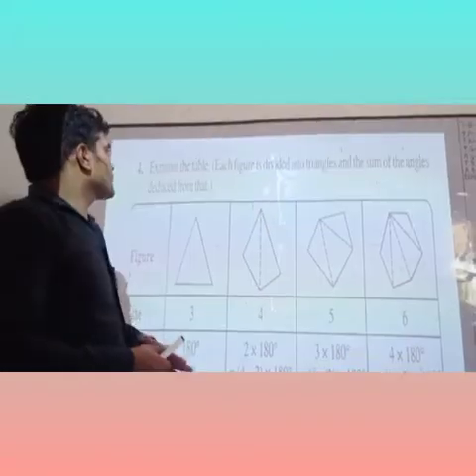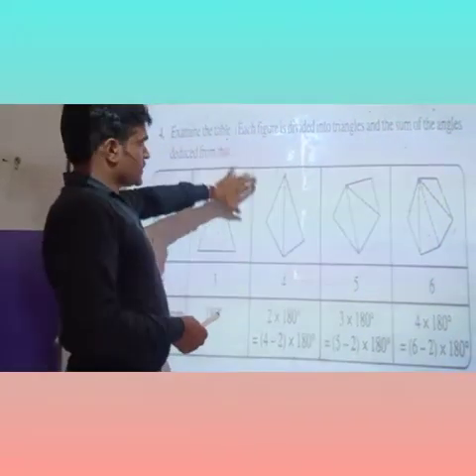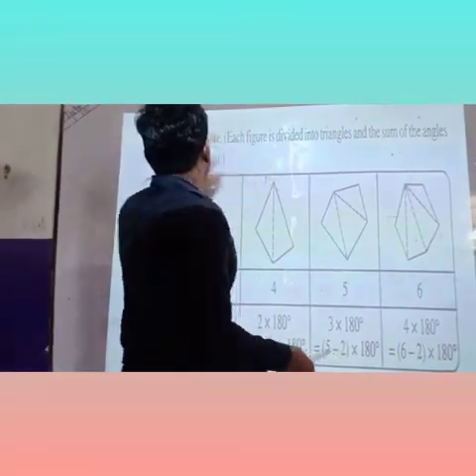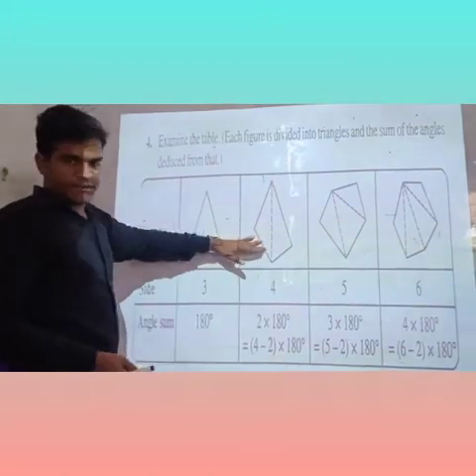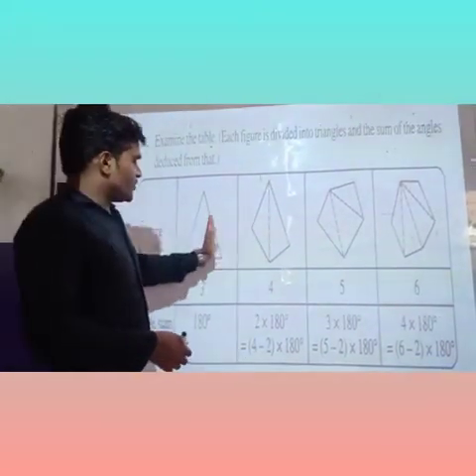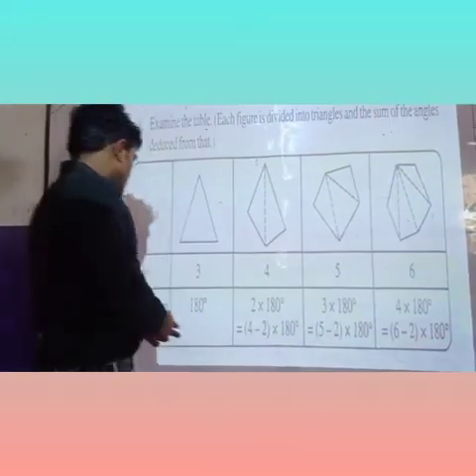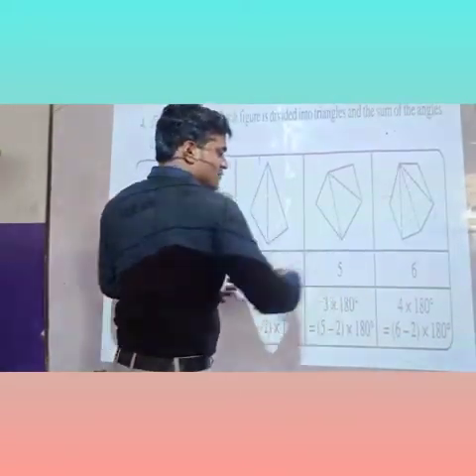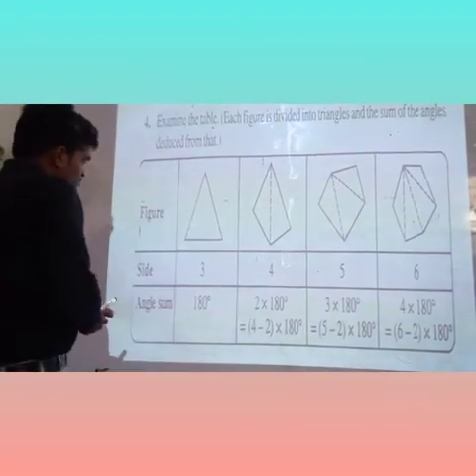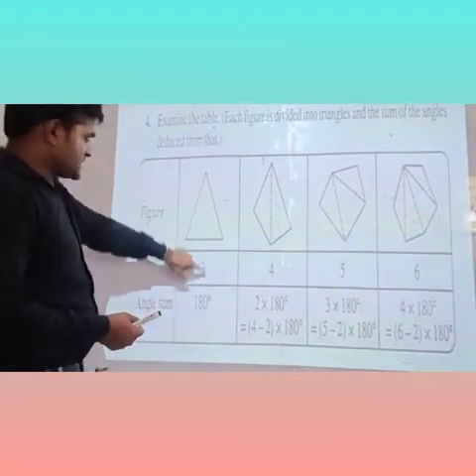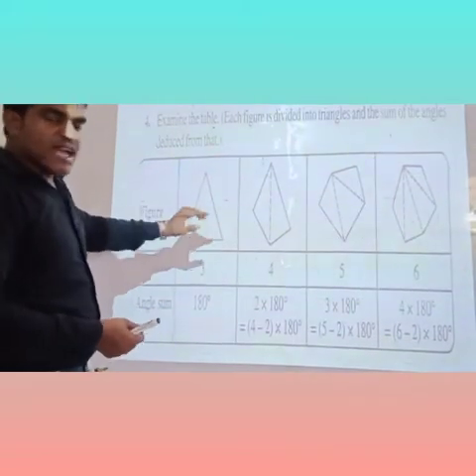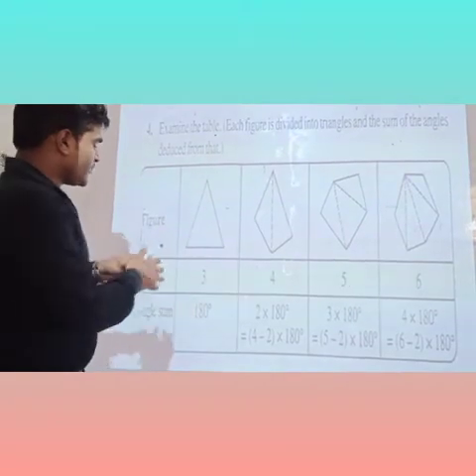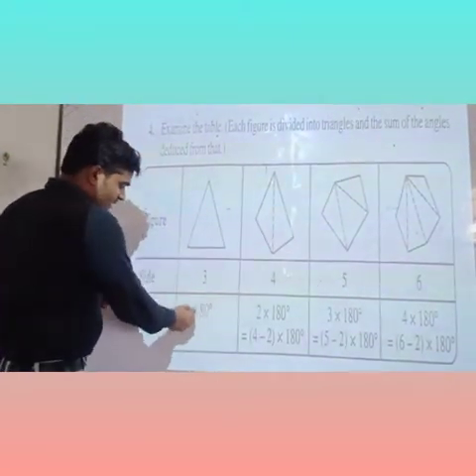Now children, examine the table. Each figure is divided into triangles and the sum of angles is deduced from that. So children, here are figures 1, 2, 3, 4, and their sides. How many sides does each figure have? This figure has 3 sides, so it is a triangle. As we know from the angle sum property of a triangle, the sum of the angles of a triangle is 180 degrees.